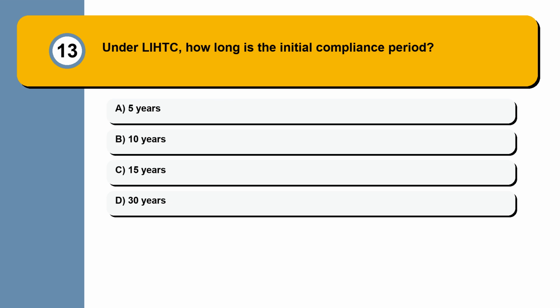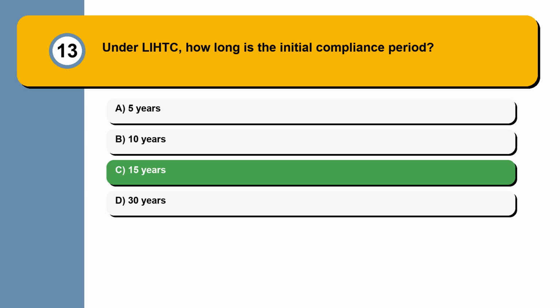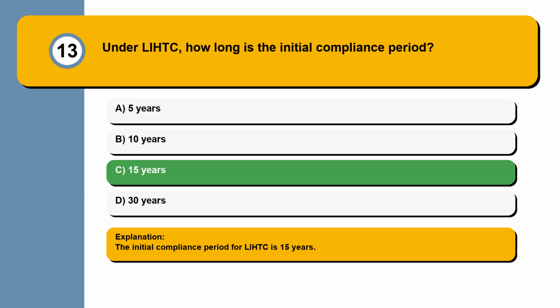Question 13. Under LIHTC, how long is the initial compliance period? 5 years, 10 years, 15 years, 30 years. The initial compliance period for LIHTC is 15 years.